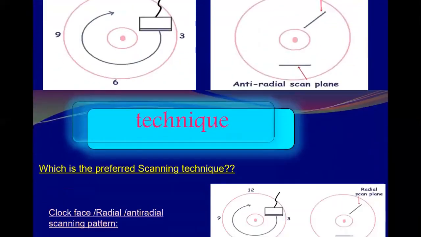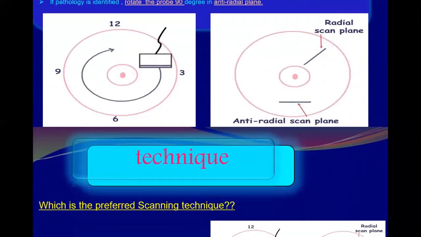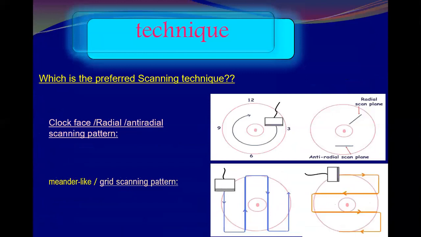Which one is good? Which one is preferred? The clock face, radial and anti-radial, or the Minder technique? Which one is preferred?